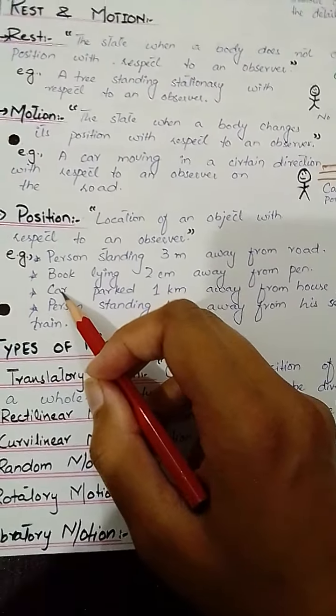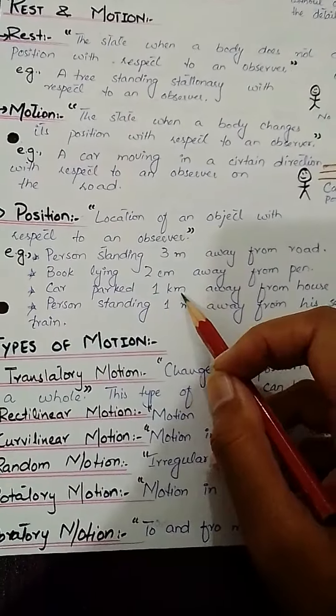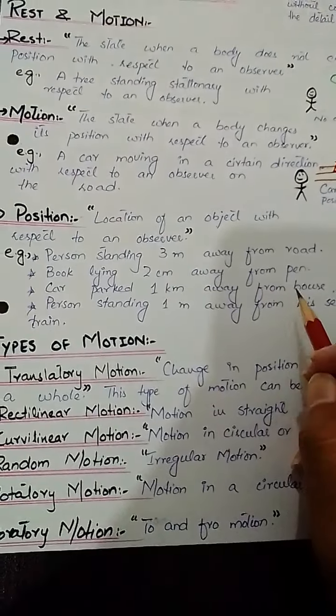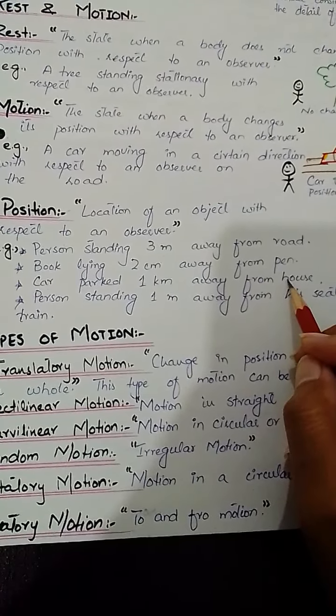Car, here the car is the object, it is parked 1 kilometer away from the house. Car is the object, 1 kilometer is the distance, and the house is the reference object.